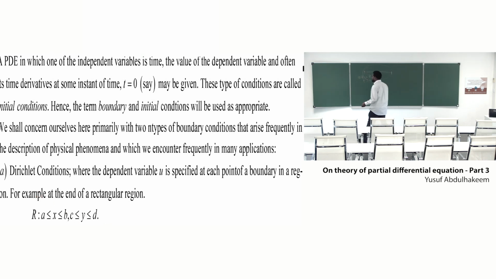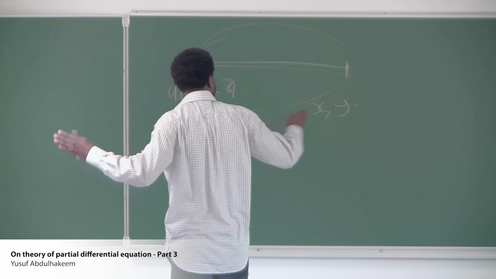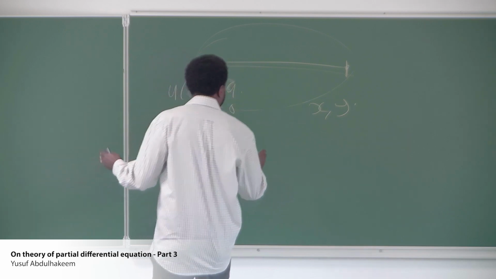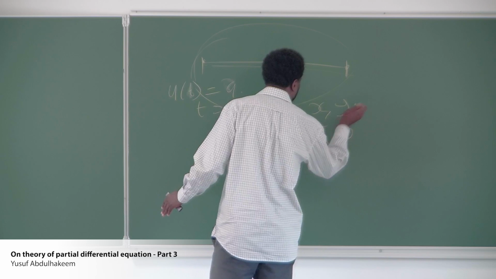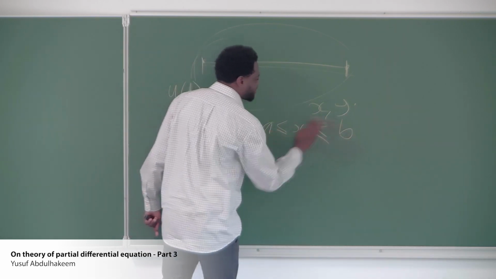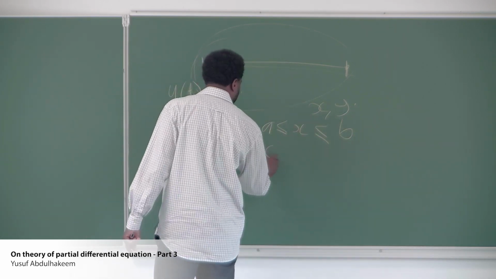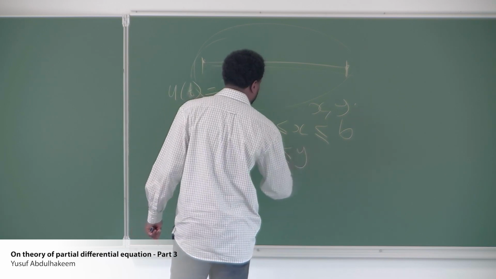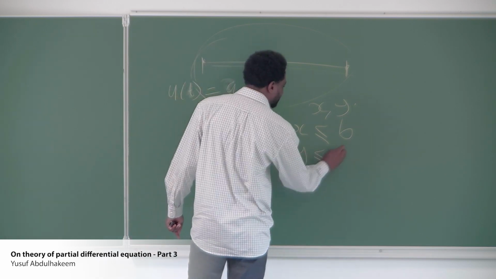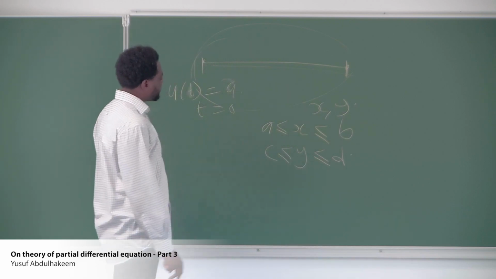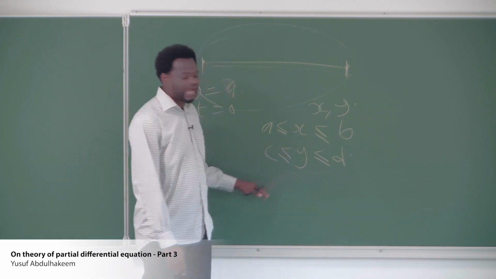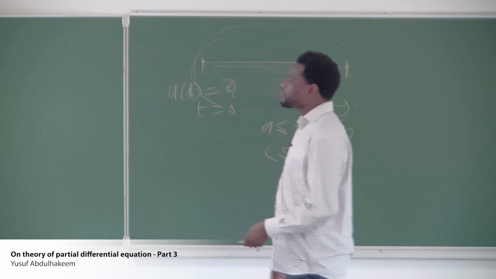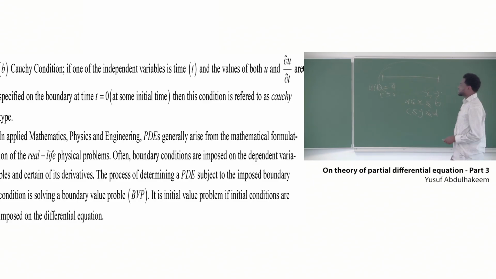So if you look at it, you see that the independent variables here are x and y, and then the region is a less than or equal to x and x less than or equal to b. So that means x takes values between a and b. The same thing with y: c is less than or equal to y, and y is less than or equal to d, which implies that the other independent variable, y, takes values between c and d. That's an example of a Dirichlet.